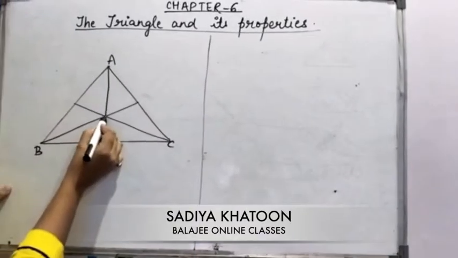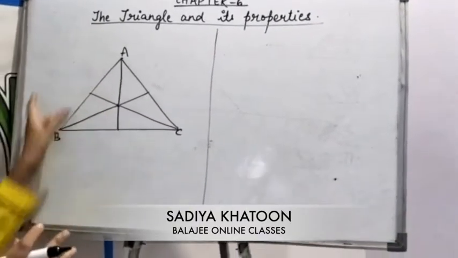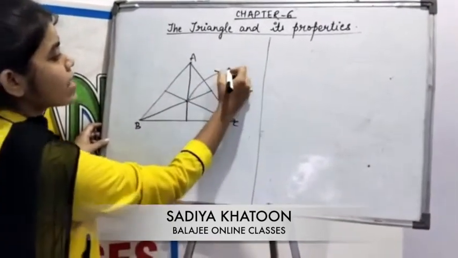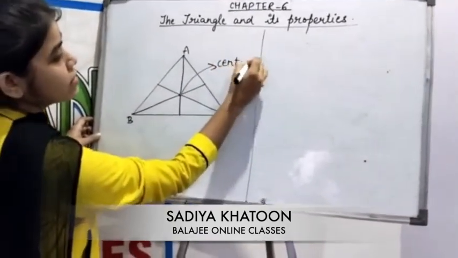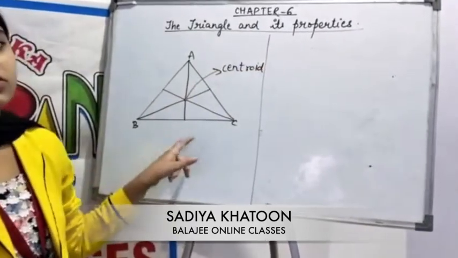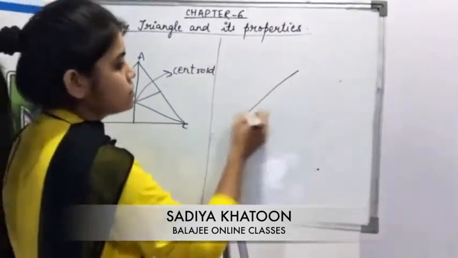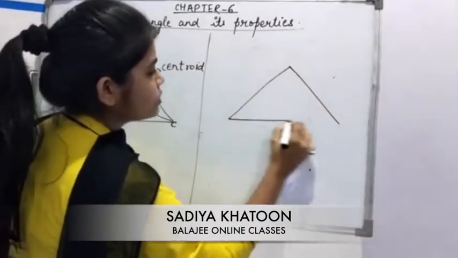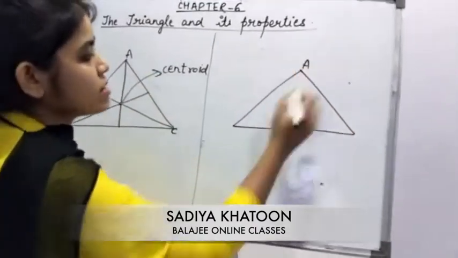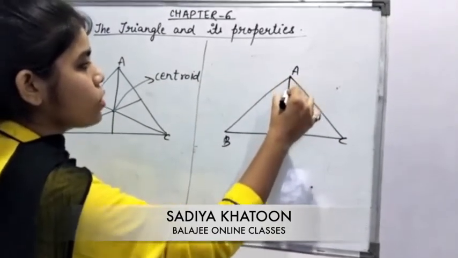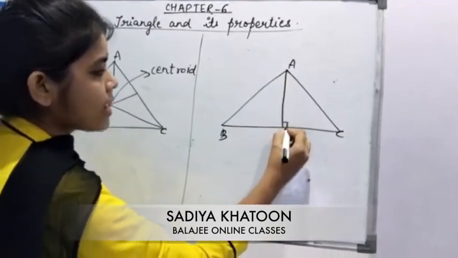So this is the point of intersection of all the medians in this triangle, and this point is known as the centroid. Centroid of the triangle. Next concept is the concept of altitudes. Suppose this is the triangle ABC. This is an altitude drawn on the side BC.